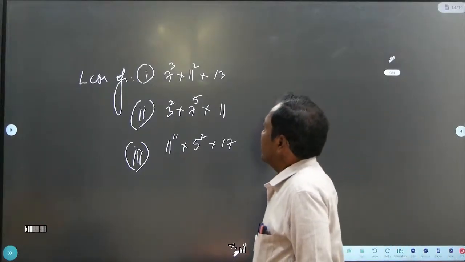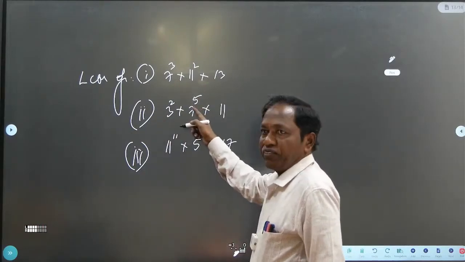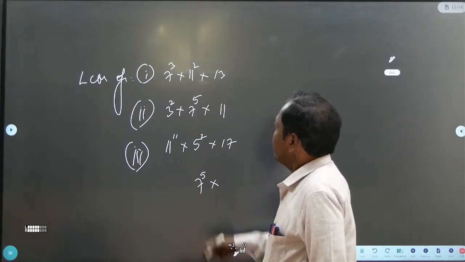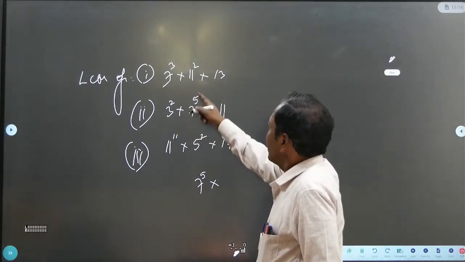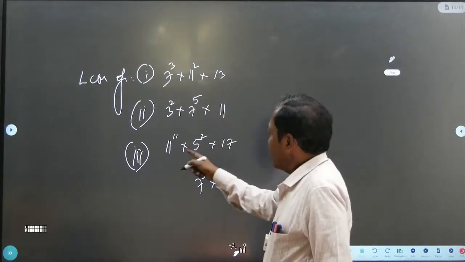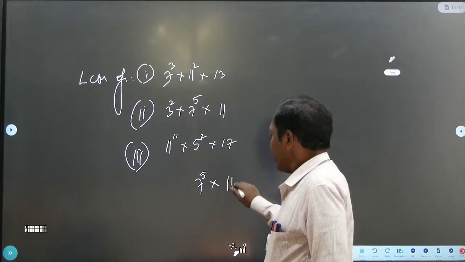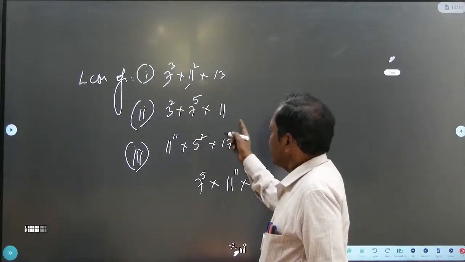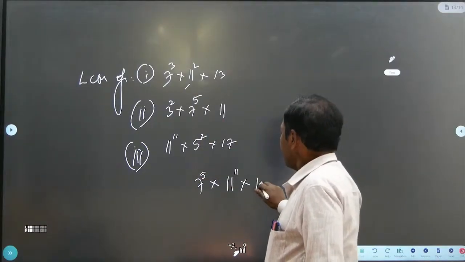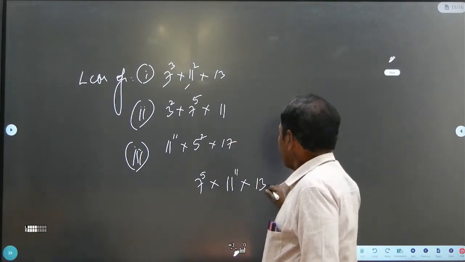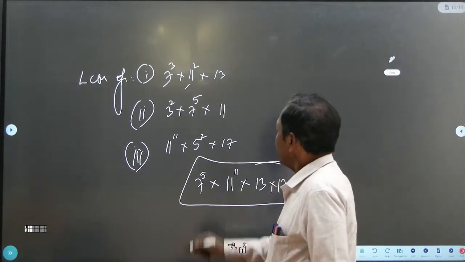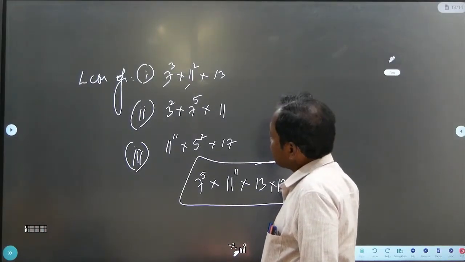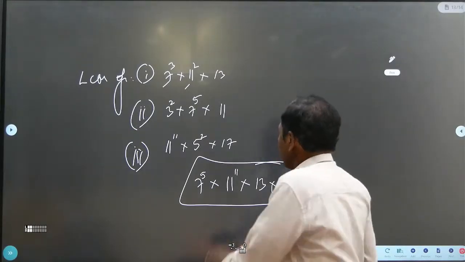First we can take 7 to the power of 5. Next, if we take 11, 7 is done. 11 square, 11 to the power of 1 and 11 to the power of 11, so we take 11 to the power of 11, and 13 to the power of 1. 13 is only in one place. And next 17, 3 square, 5 square.